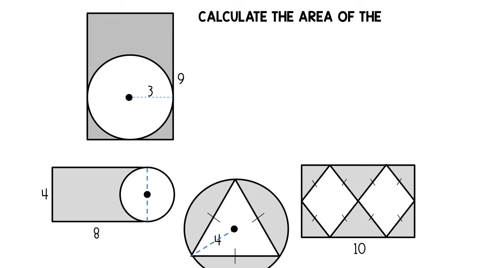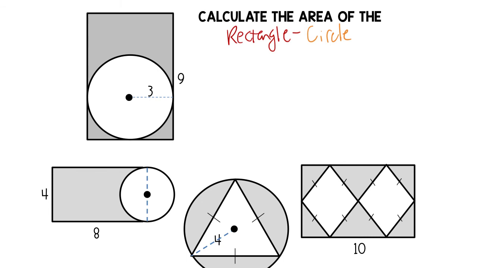So this top diagram, we've got a rectangle with a circle inside, and we want to calculate the shaded area. To do that, we're going to find the area of our rectangle, and we're going to subtract from that the area of the circle. So let's first find the area of the rectangle.